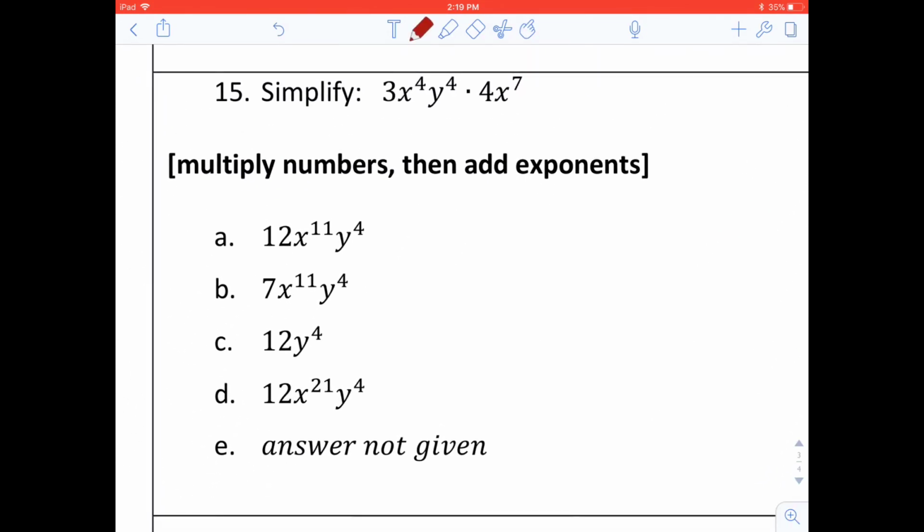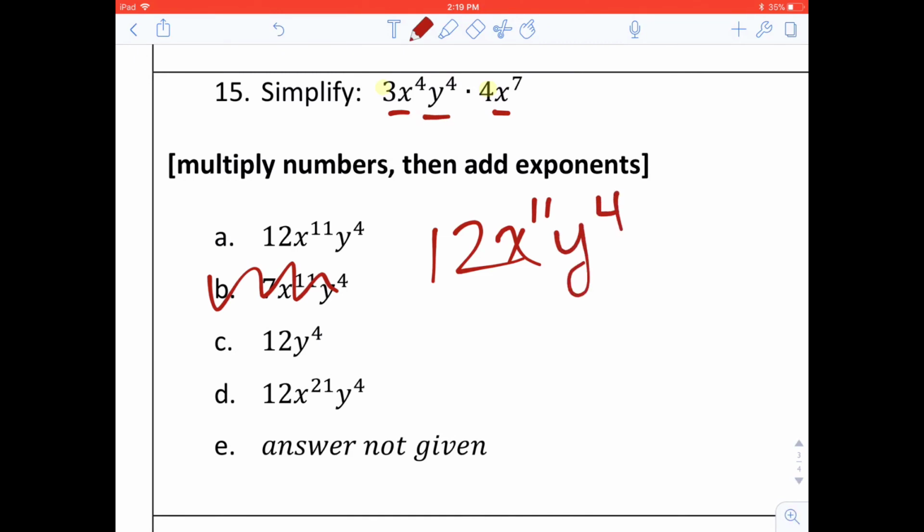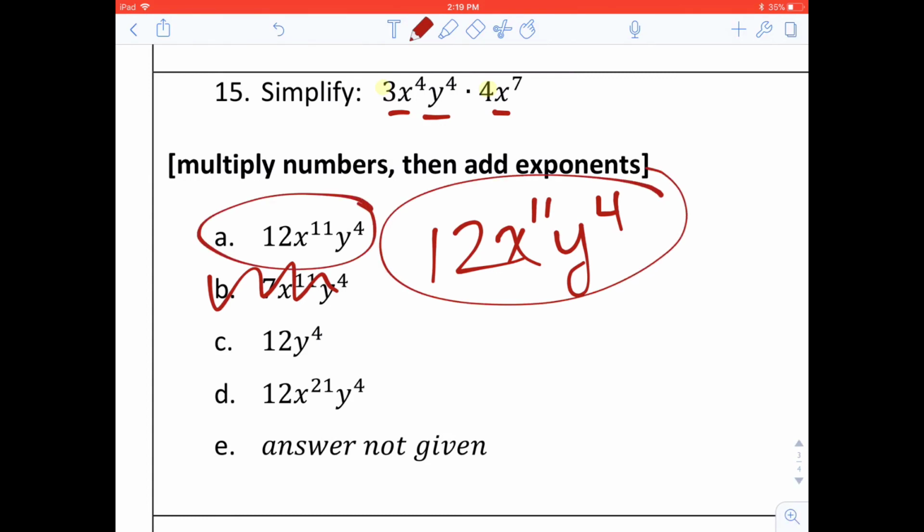15, simplify. So we're simply going to multiply this. 3 times 4 is 12. Cross out B. Multiply your x's. X to the 4th times x to the 7th. You add the little bitty exponents there. You get x to the 11th. And I don't have anything to multiply y to the 4th with, but I still have to include that in my problem. My answer is A.